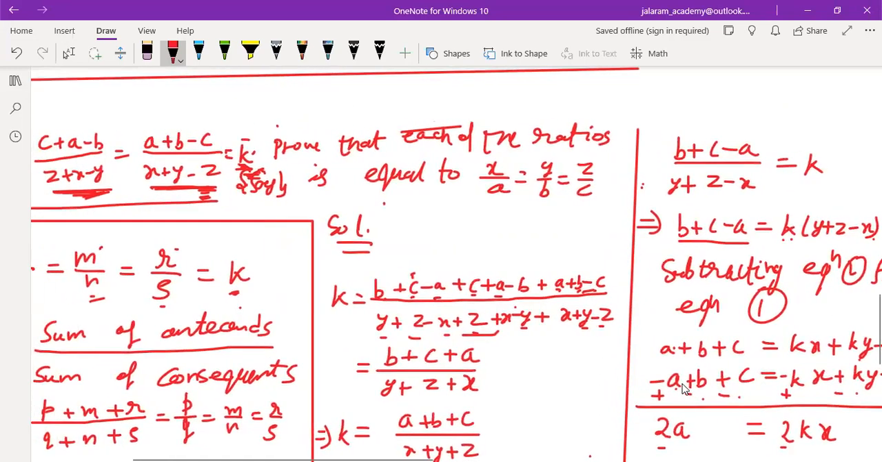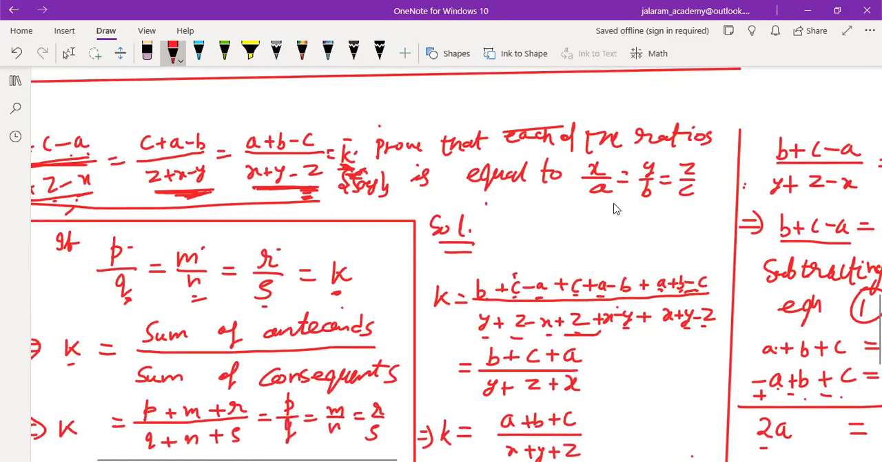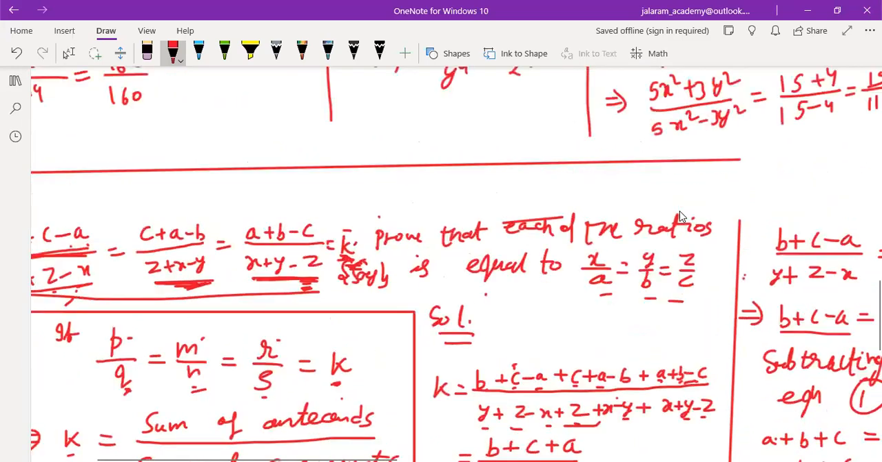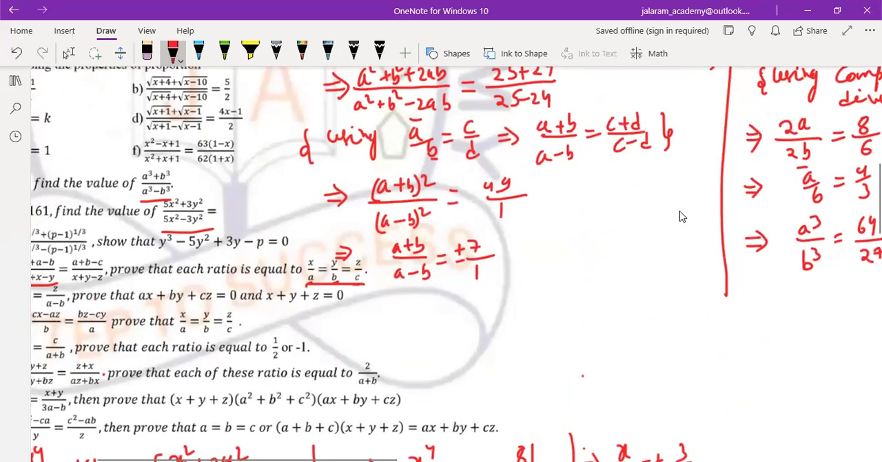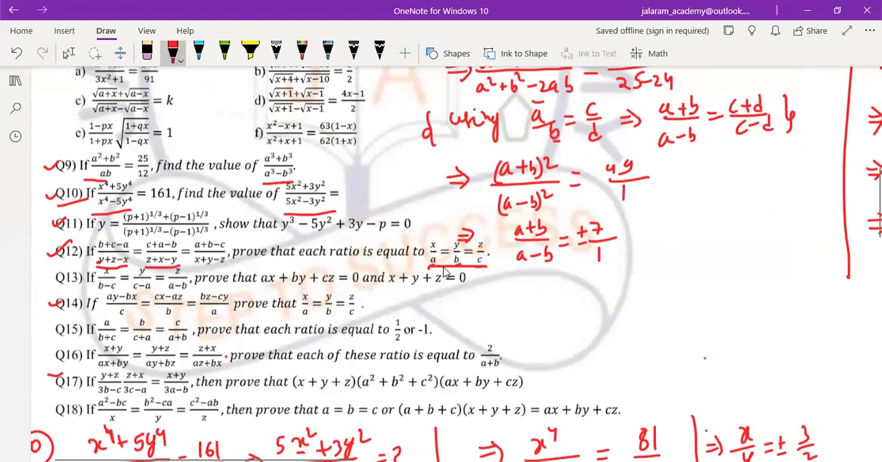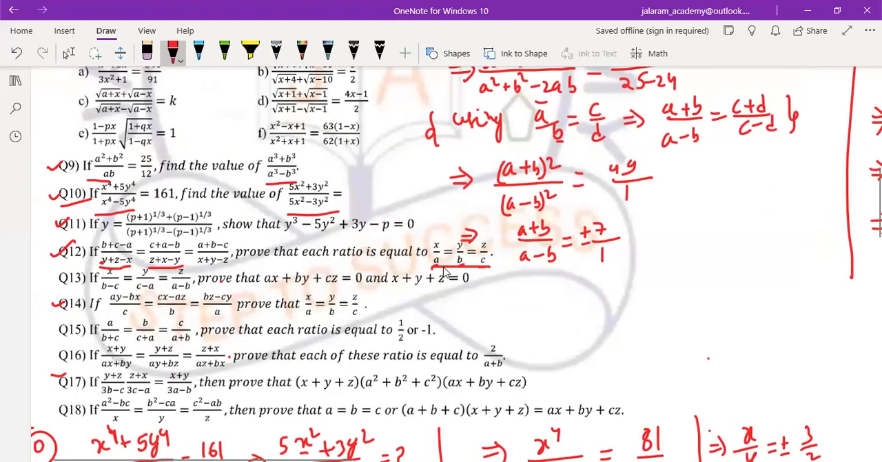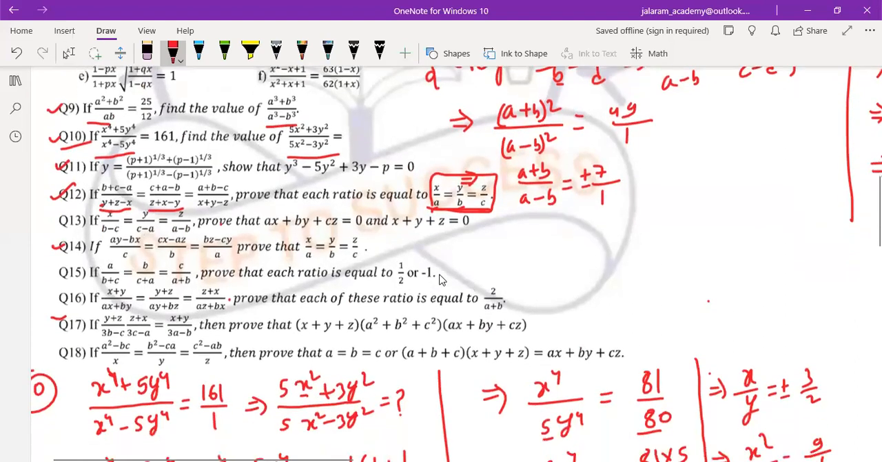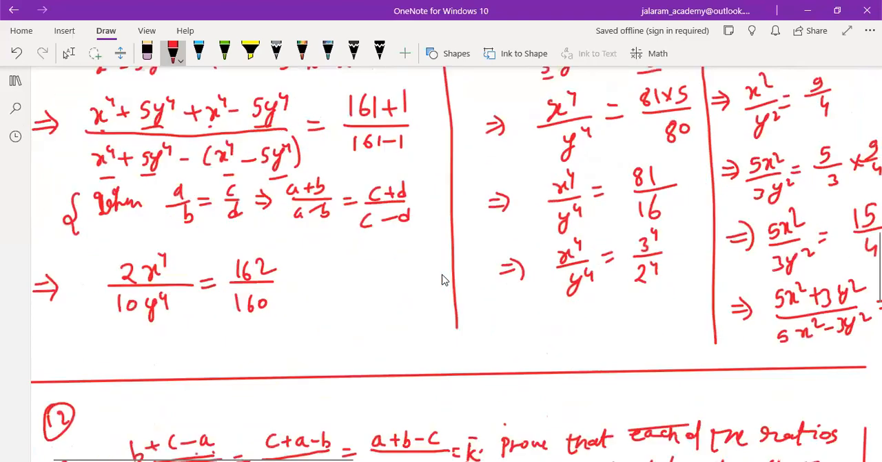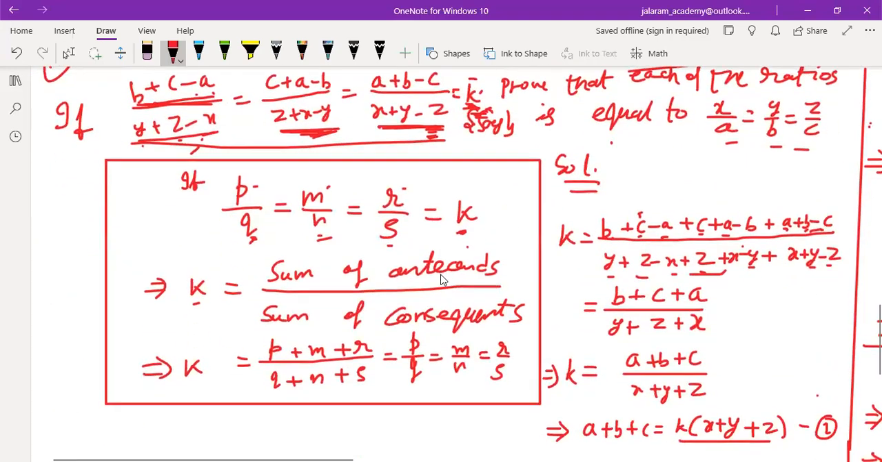This time, the ratio is not x by a equals y by b equals z by c. Instead, it must be a by x equals y by b equals z by c. Yes, we have to prove this only. No, it is x by a equals y by b equals z by c in the question.